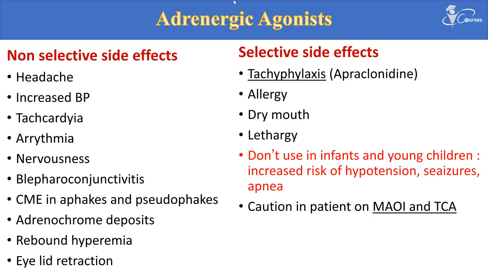Also, allergy. One of the famous side effects of adrenergic agonists is that they produce allergic conjunctivitis, very annoying to the patient. So if you find in the scenario that the patient on anti-glaucoma medications has conjunctivitis or conjunctival irritation, most probably it is an alpha-2 agonist.